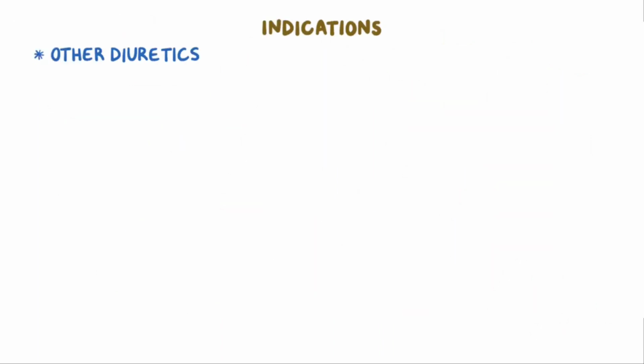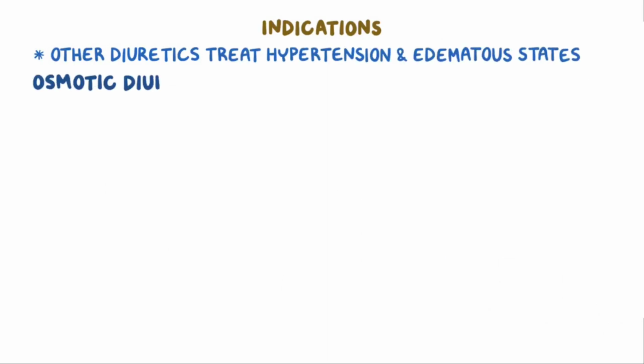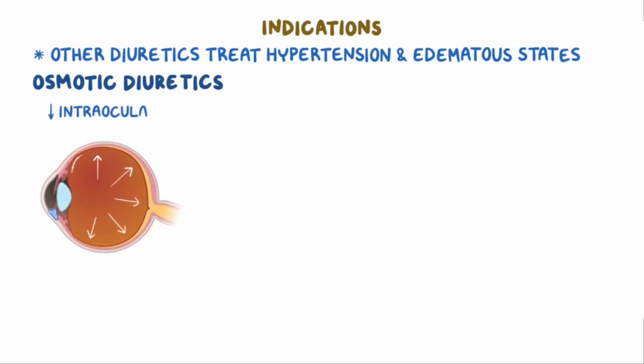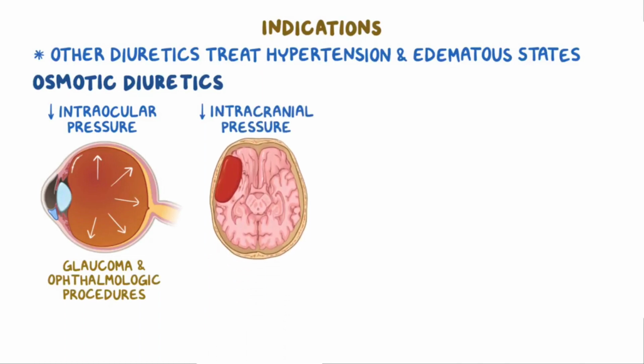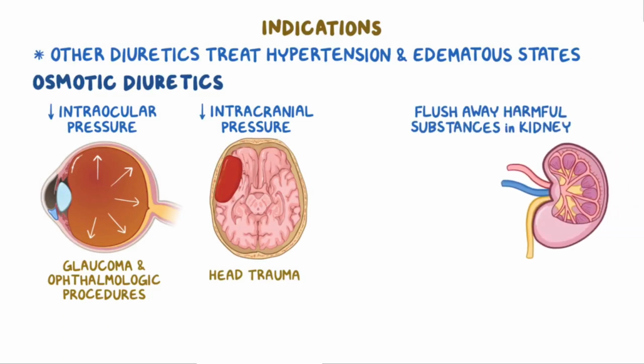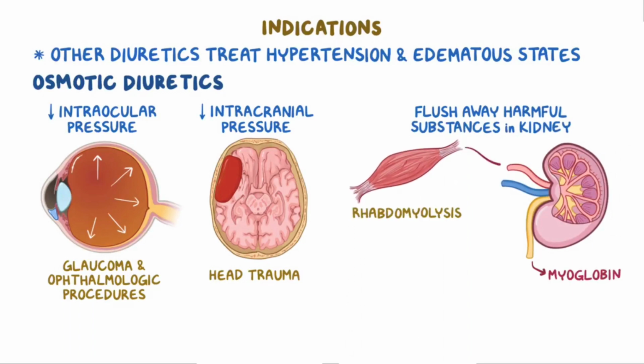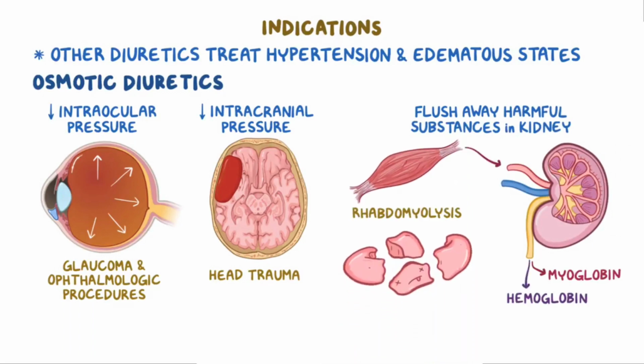Unlike other diuretics, which are often used to treat hypertension and edematous states, osmotic diuretics are mainly used to lower intraocular pressure in glaucoma and before ophthalmologic procedures, or to lower intracranial pressure, such as following head trauma. Since mannitol also increases renal blood flow, it can be used to flush away harmful substances that build up in the kidney. Examples include myoglobin from rhabdomyolysis, which is the breakdown of muscles, and hemoglobin from hemolysis, which is the breakdown of red blood cells.